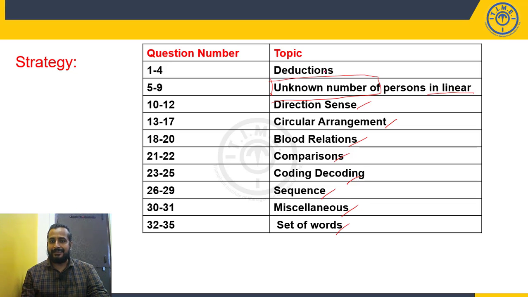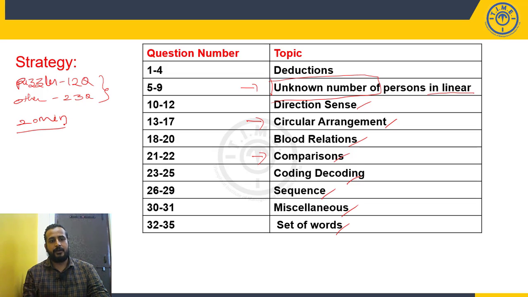If you observe, in this paper we have only 12 puzzles. From the area of puzzles, we have been given only 12 questions: unknown number of persons linear, circular arrangement and comparisons. From the other areas, we have given 23 questions. And what is the total time limit? 20 minutes. So in 20 minutes, you need to attempt these 35 questions.